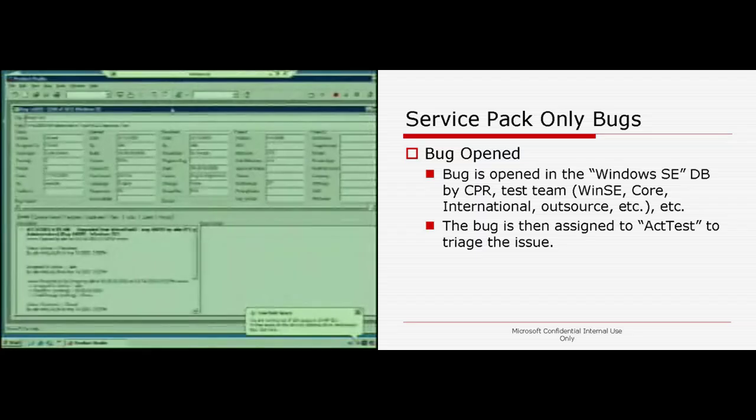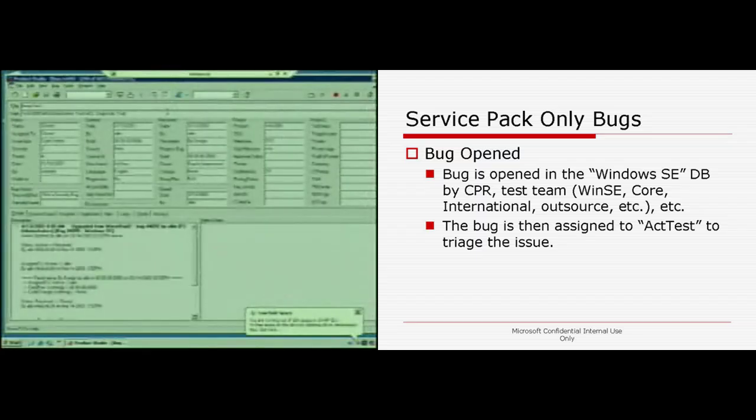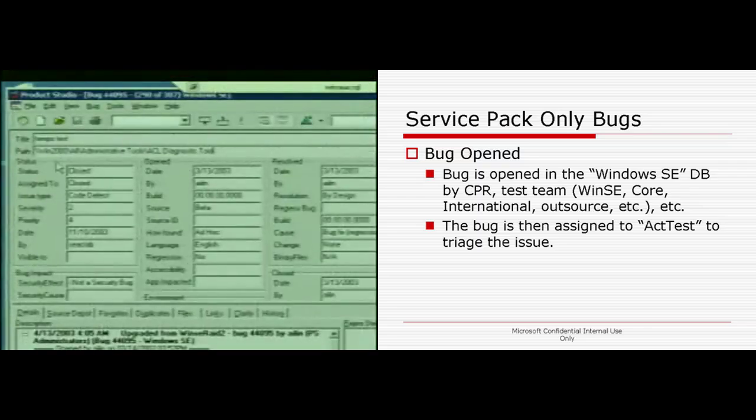There's also a core database that all of the bugs for future products go through that you may use from time to time, but essentially for all of the bugs we're going to talk about, they all go through here. So some of the key fields: the title, the path. This shows the component that it's in and the component breakdown. So you can see this is a Windows 2000 bug. It's in administrative tools.